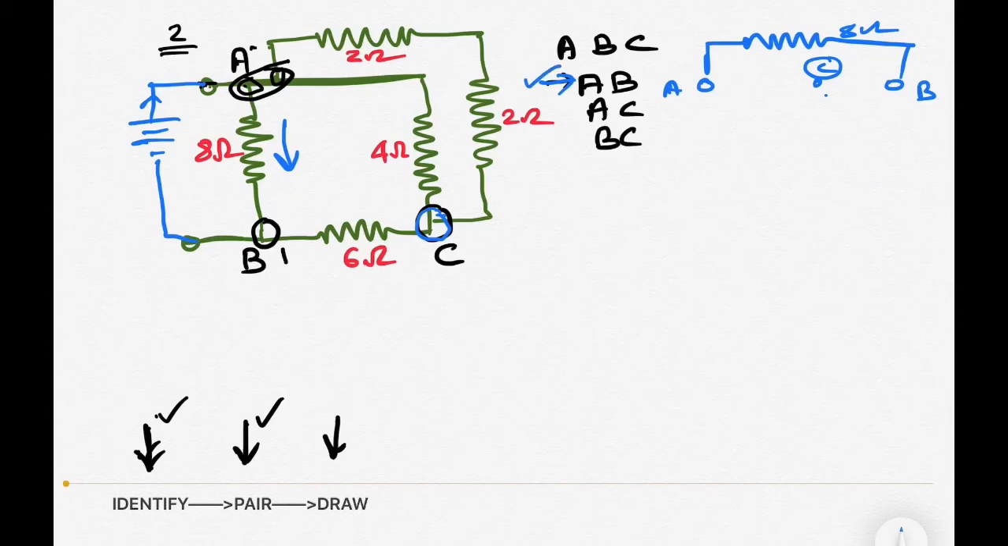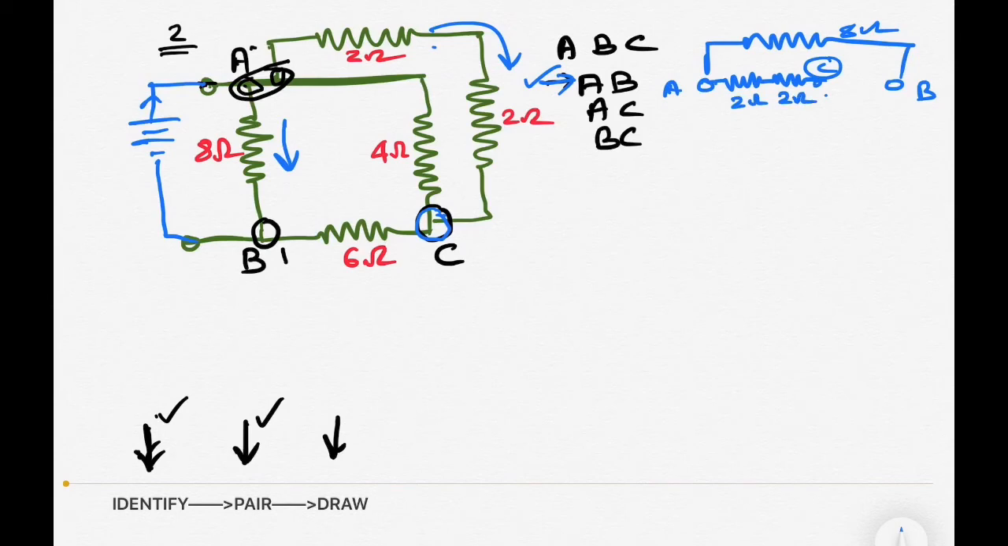Now let's do the second pair, AC. I have to check how many paths are there from A to C. So again we see there are two paths. One is this one, A to C. Here there are two resistances of 2 ohm each, so we put 2 ohm and 2 ohm in between A and C.